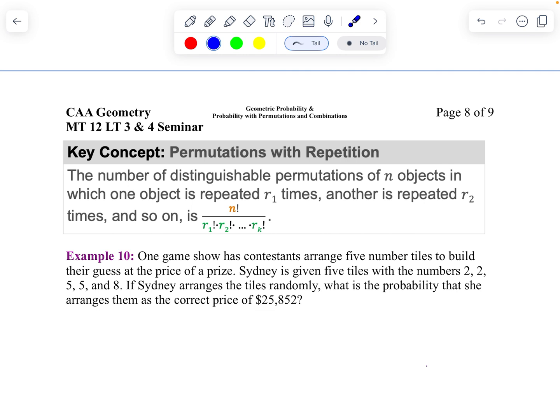So in other words, she's not going to look. She's just going to reach in and put them in any order randomly. So to find our sample space, in this case, she has 5 numbers, doesn't she? So it'll be 5 factorial.